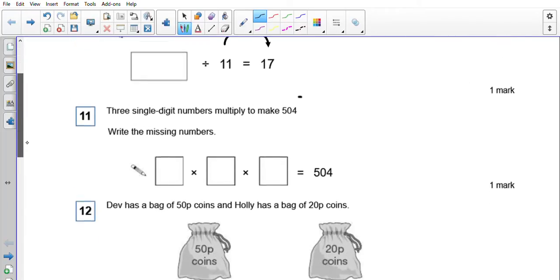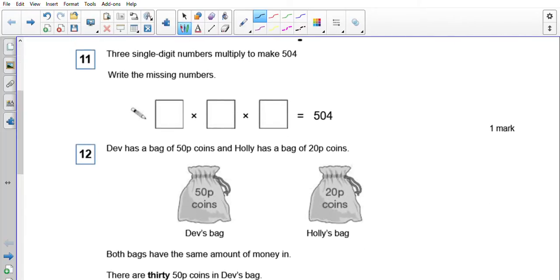Okie doke. Question 11 says 3 single-digit numbers multiplied together to make 504. Write the missing numbers. This one I'm going to need... I could sort of play around with this all day long and take me hours and hours, but I'm going to use a bit of knowledge here to help me out. So it's 3 single-digit numbers multiplied to make 504.